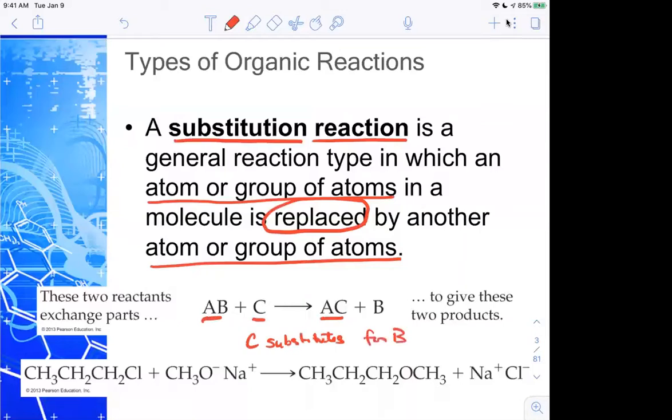This is also something that we're going to look at in terms of chapter 7. Substitution reactions and elimination reactions are the focus of that chapter. Here's an example. Here I have a carbon-chlorine bond, and here I have this alkoxide, and I'm replacing the chlorine with this OCH3. So this OCH3 is going to replace the chlorine.